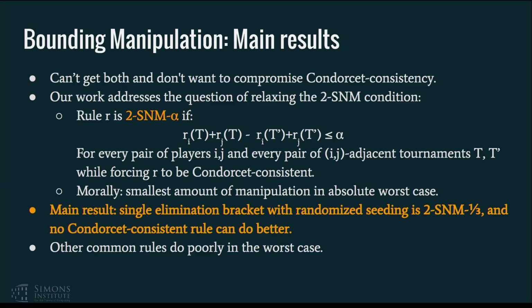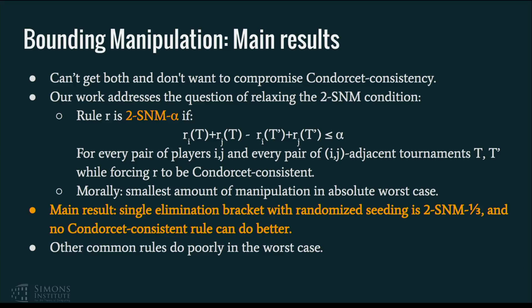And the main result of this paper is very surprising. Single elimination brackets with randomized seedings are optimal for this metric. And in particular, you can't get around this factor of a third for alpha. And no other Condorcet-consistent rule can do better than this.